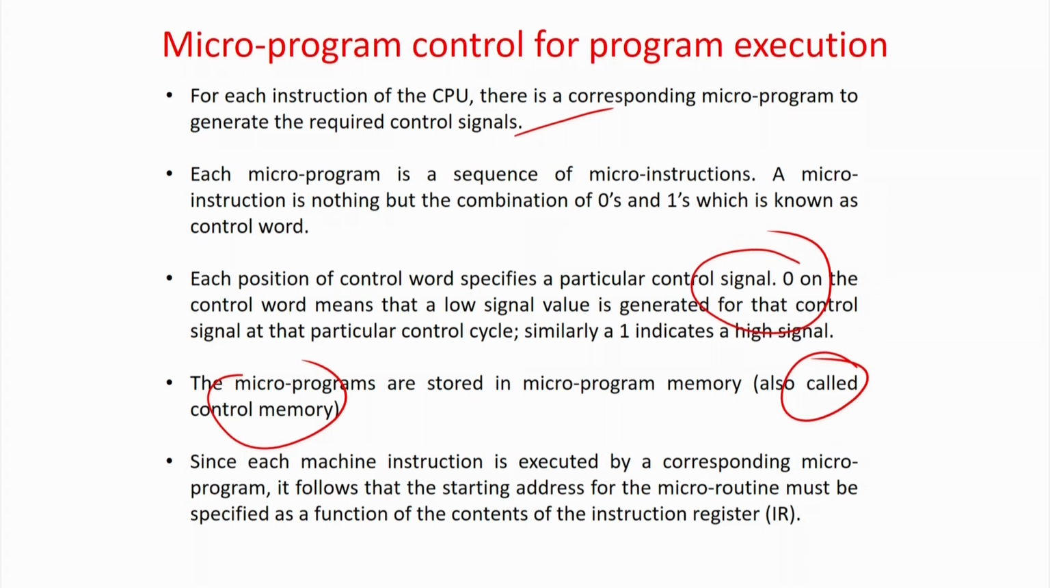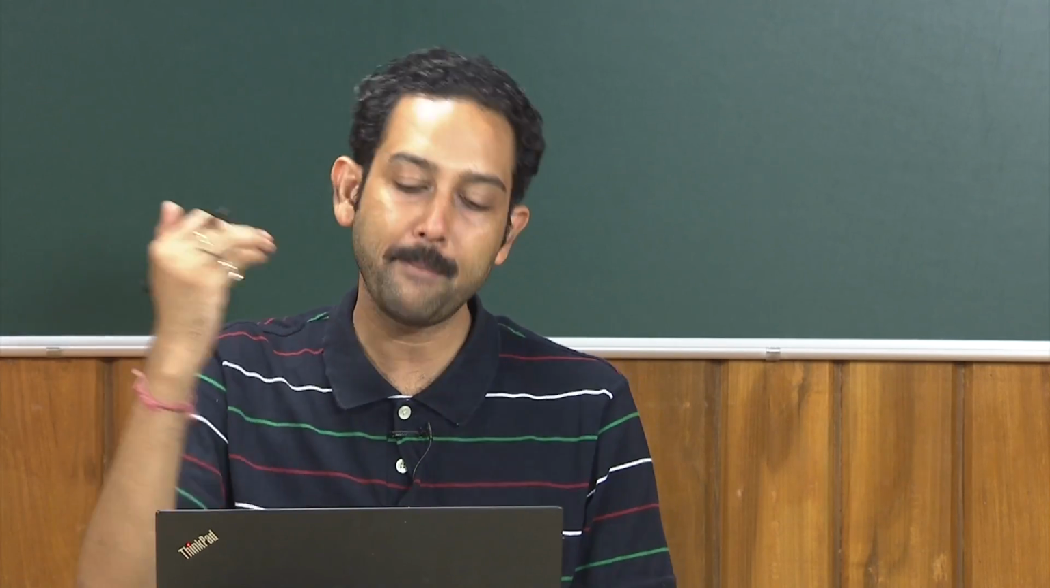Since each machine instruction is executed by a corresponding microprogram, the starting address of the micro routine is specified as a function of the contents of IR. This is very important. As I was saying, there are different macro instructions. What the macro instruction should do will be decoded by the instruction decoder taking the values from IR. So based on the IR value, the decoder output, you should be able to point to a location in the microprogram control memory which corresponds to the microprogram for that macro instruction.